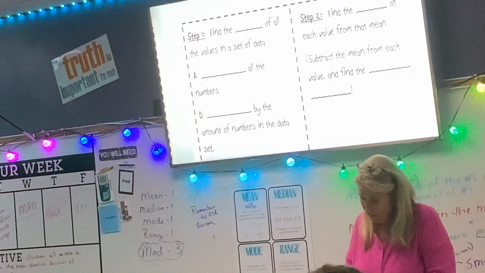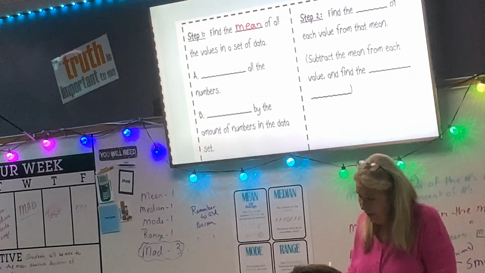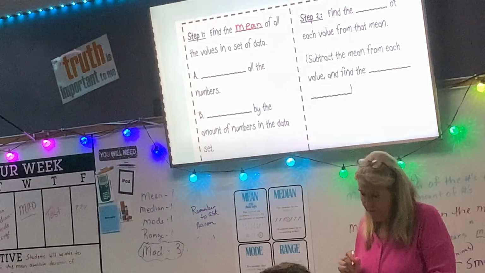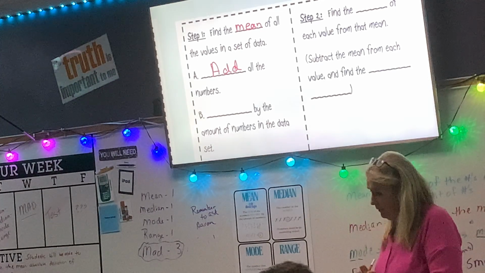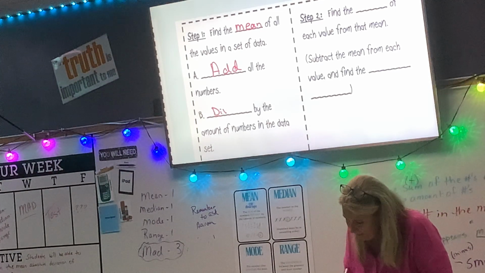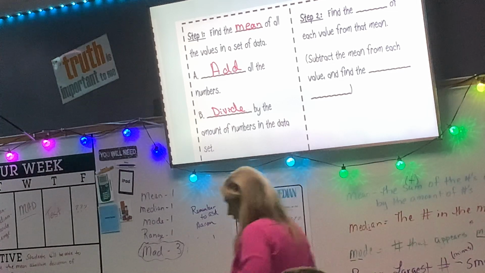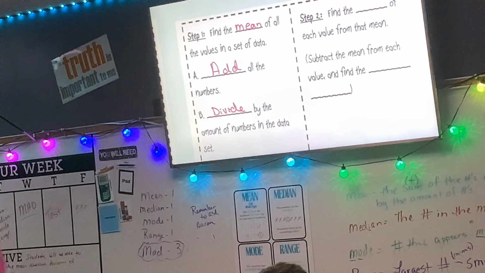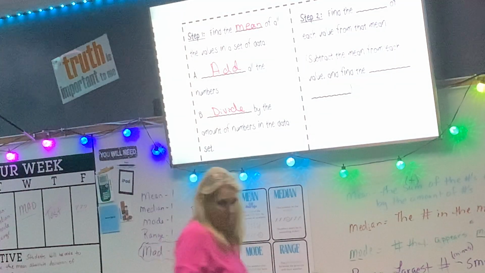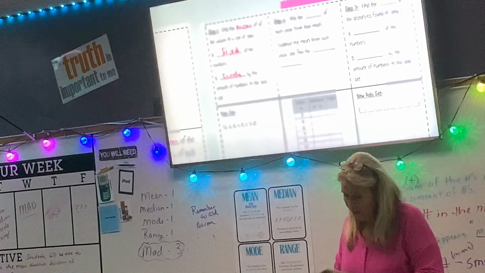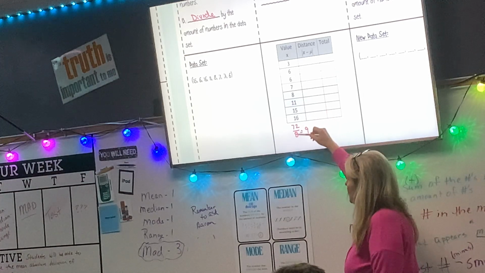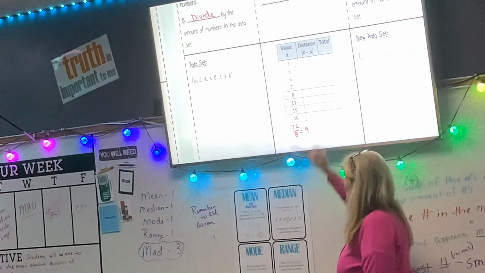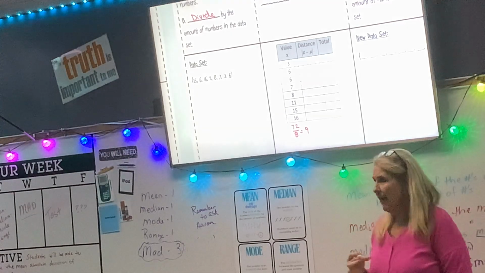Step 1. You find the mean of all the values in this set of data. So guess what we did? We added them up, and then we divide by however many numbers there are. If there were 12 numbers, you divide by 12. If there were 4 numbers, you divide by 4. You've already done step 1. We did that as our bell ringer. And on step 1, you added them up, got 72. There are 8 numbers, so we divided by 8. And you said our mean is 9.